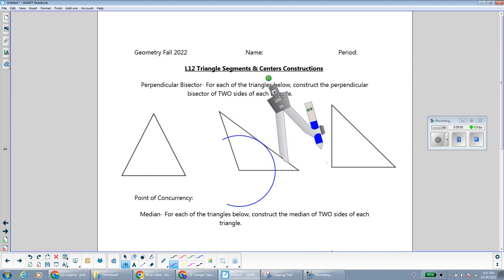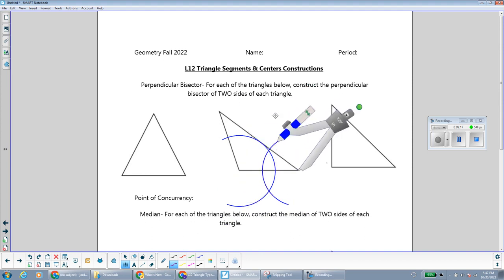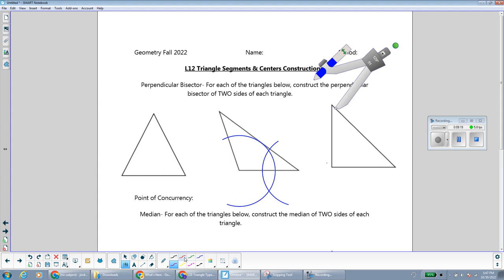And then using the same distance, I'm going to go to the other endpoint of that side. Oops, I just closed my compass by accident. And I'm going to make the same arc using the same distance. Right through those intersection points is where I'm going to draw my perpendicular bisector. I'm also going to bisect one of the other sides, so I'll draw my perpendicular bisector here as well.